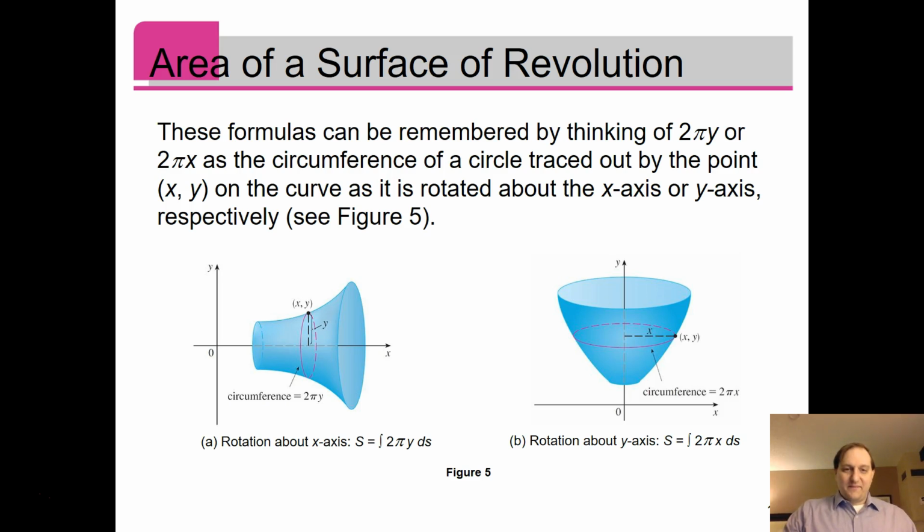I forgot there's this concept slide, which is good because I like concepts. The idea is, if you're revolving about the x-axis, then for one particular point on the curve, you're counting the circumference of the circle traced out by that point. The y value of that point is the radius you're using. Similarly, for a revolution about the y-axis, x is your radius and the circumference is 2 pi x. That's one way to remember the formula.